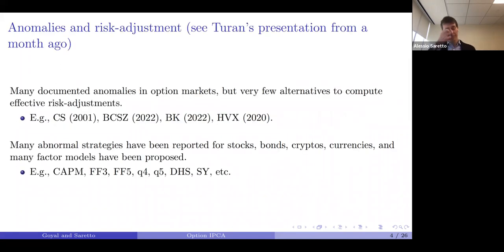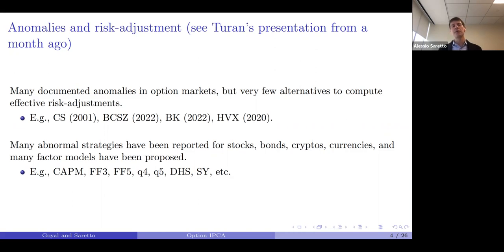All right, so this paper is about anomalies and risk adjustments. My job here introducing the paper is very simple because Turan did this presentation about a month ago, and nobody can do as good a job as Turan at pitching papers. So the story is very simple.